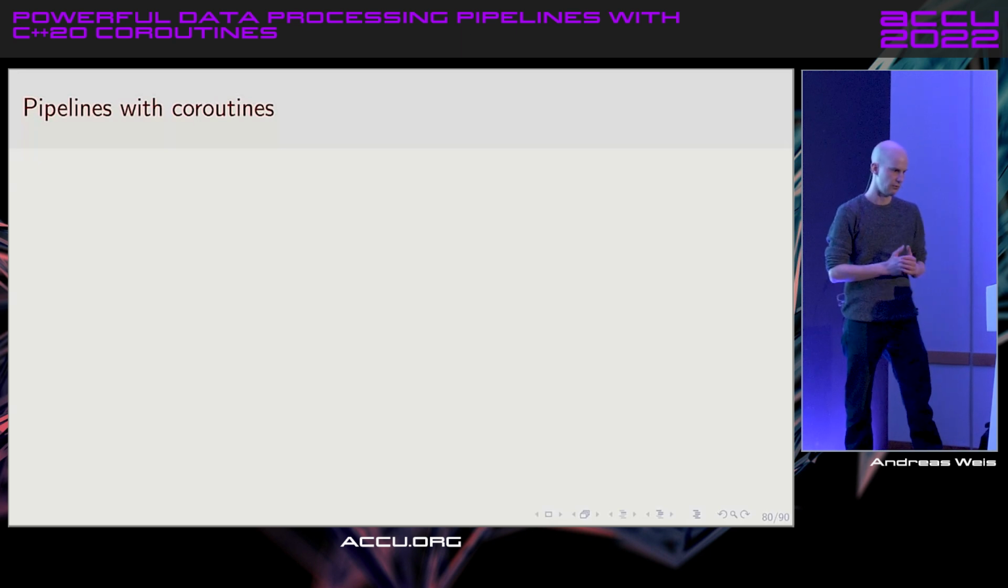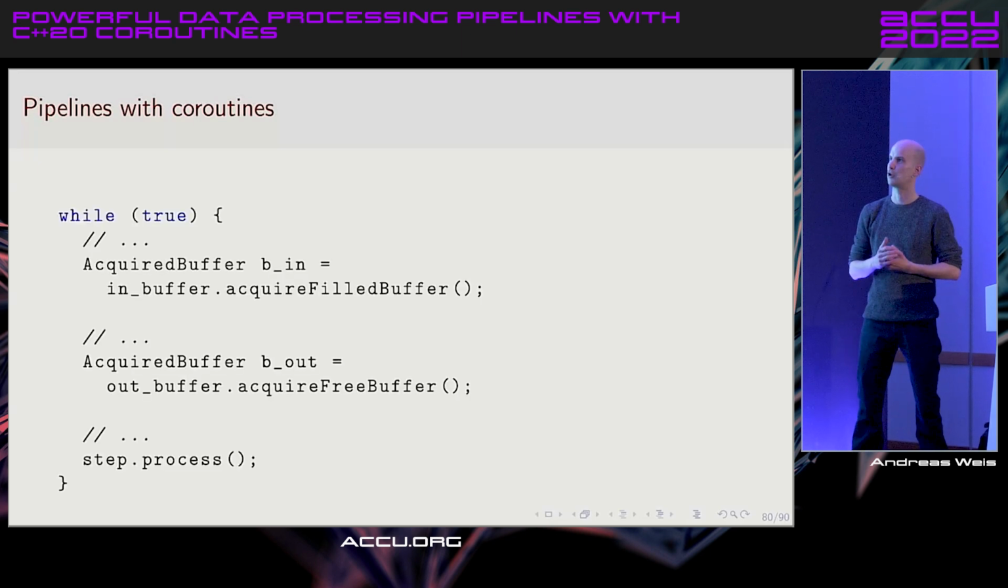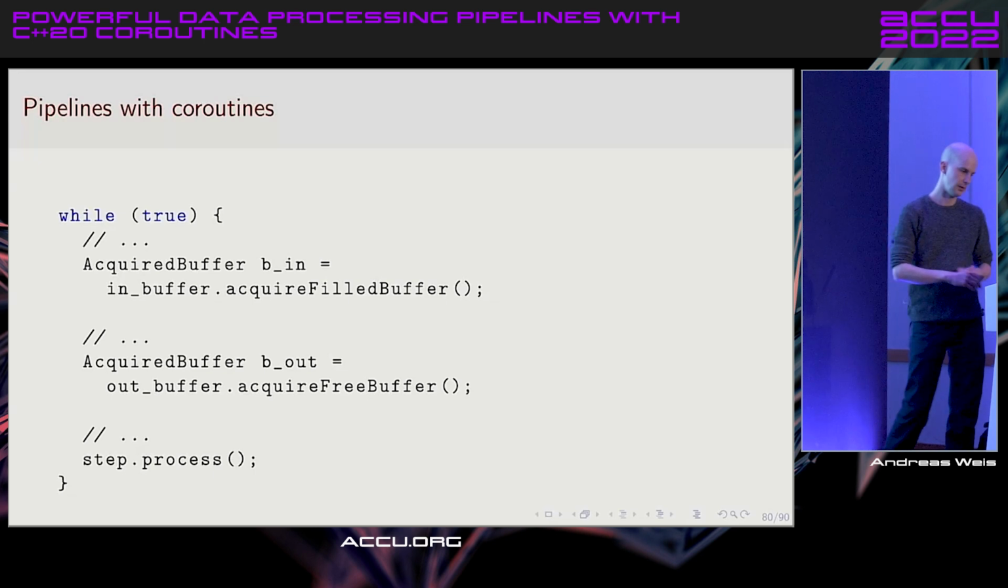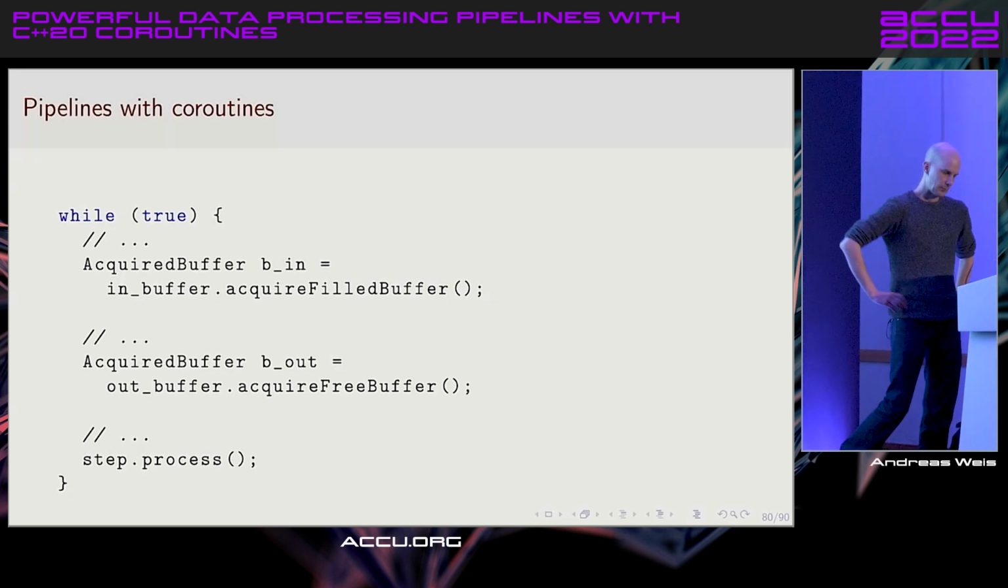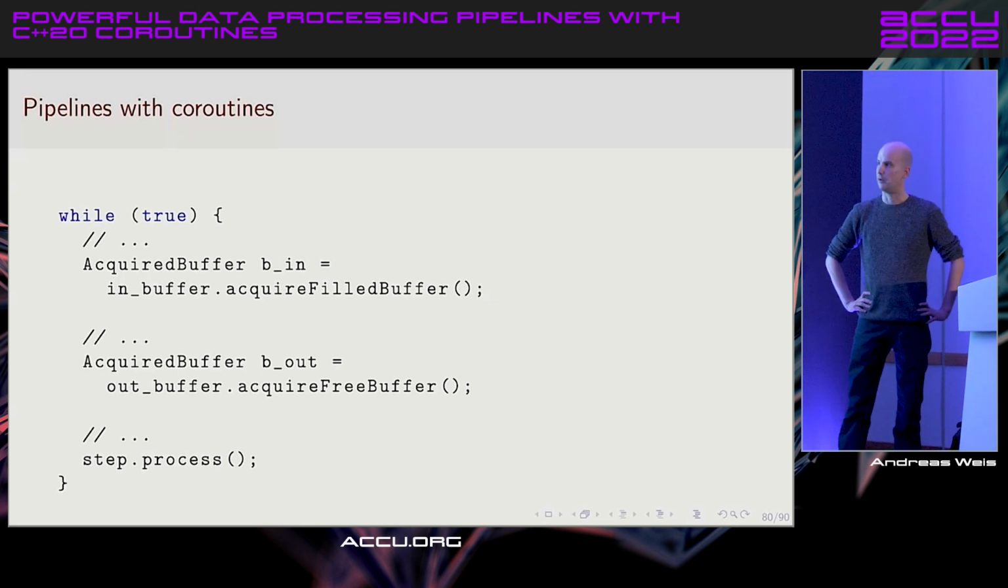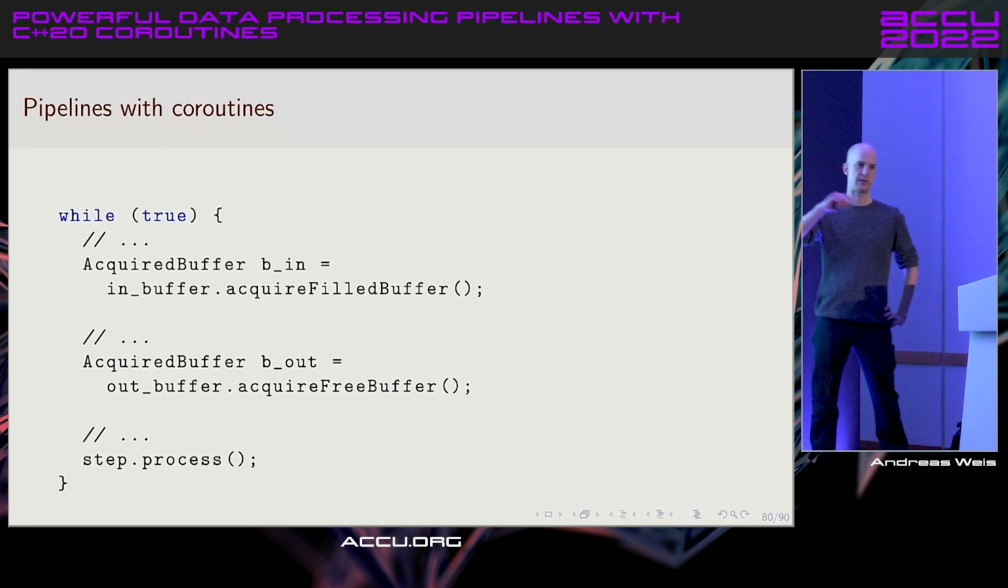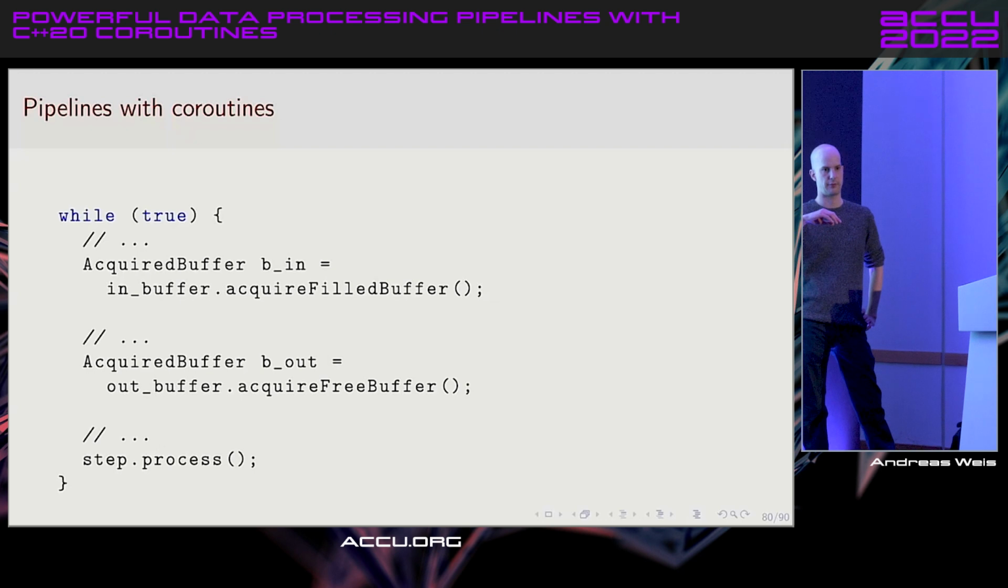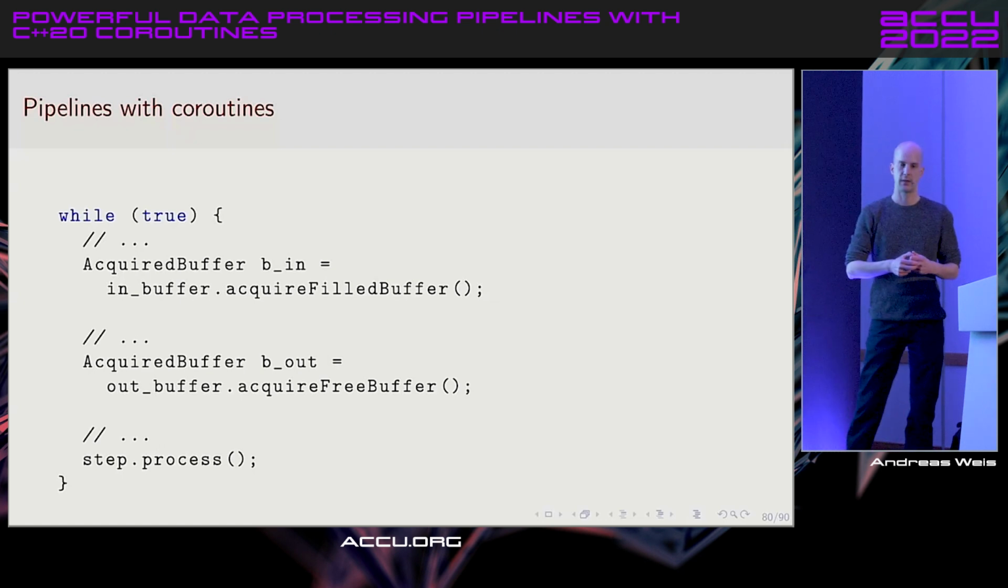So let's get back to work. Let's actually talk about pipelines again. To use pipelines with coroutines, remember we wrote this implementation that was using threads, where each step was executed in its own loop on its own thread. We're going to use that as the basis.